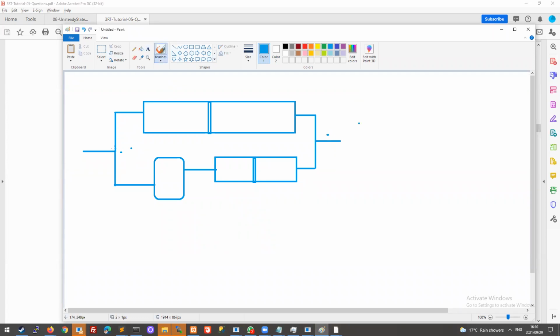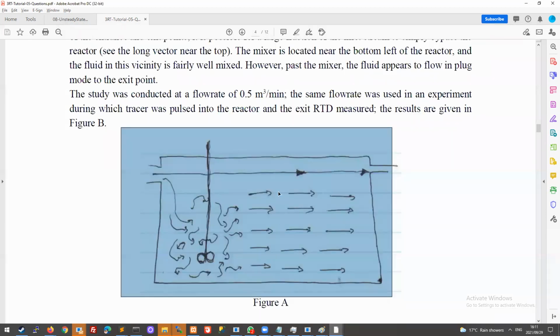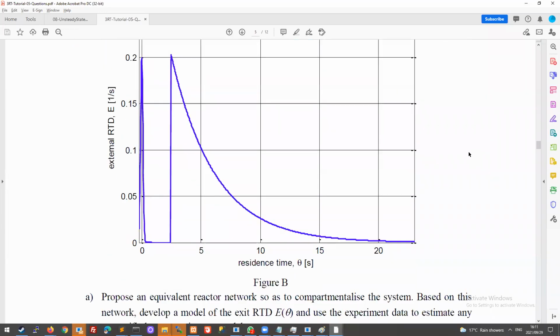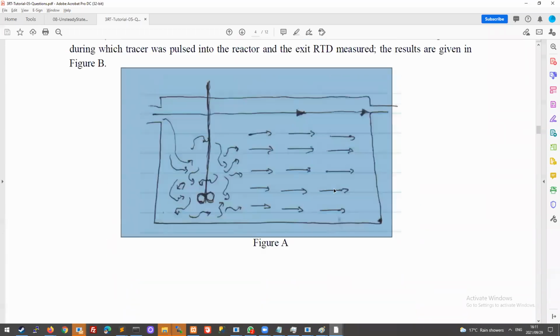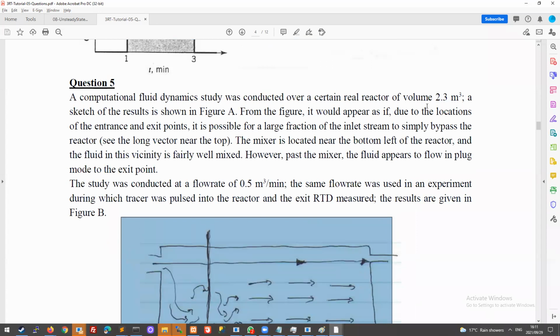Okay, and now we're just back to sketching these things in. So my proposal here is that we have one long PFR up here, a CSTR down here in series with another PFR, right? So that's our proposal for a network that approximates this real case. And what we also have is this is an RTD measurement. We didn't actually read the problem. So a CFD study was done.